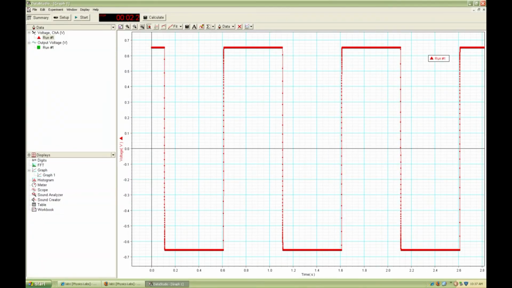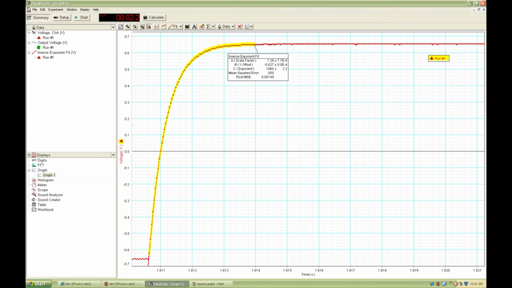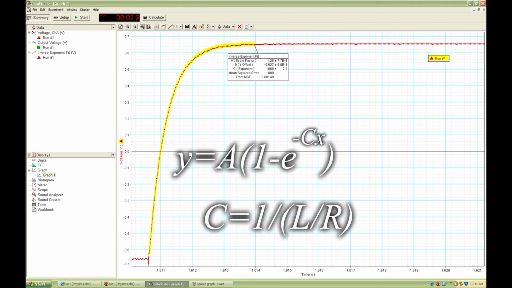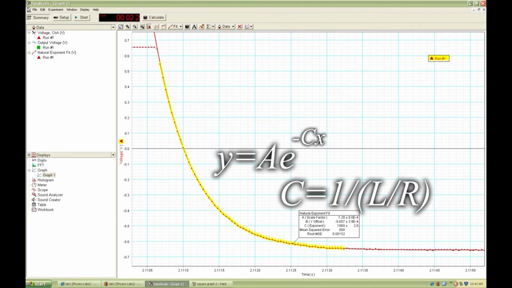The current in the circuit appears as a square wave, toggling on and off. But a close examination of the leading edge, zooming in, shows that the inductor slows the rate of change of the current. By fitting an inverse exponential function, you can determine the time constant, L over R. Close inspection of one of the dropping edges shows that the current decays as a natural exponential curve. Again, we can get the time constant.